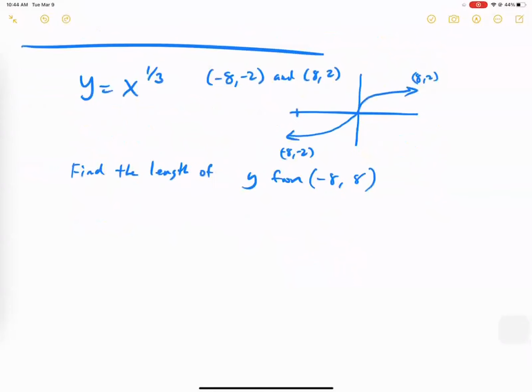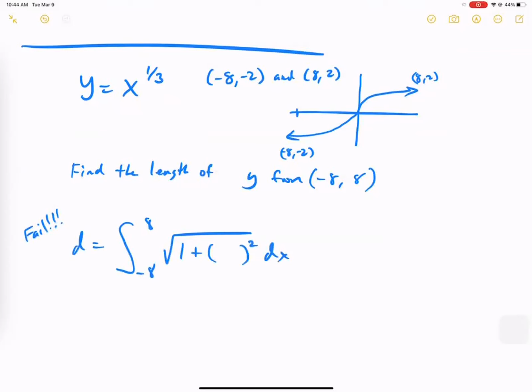So if I set up the distance, this is going to fail. FYI, I want everyone to know this is not going to work. So we take our distance and we say, let's just plug in negative 8 to 8, and we're going to say the square root of 1 plus the derivative squared dx. It seems like an easy problem. But I want you to notice something.